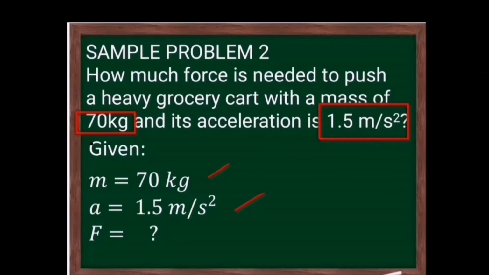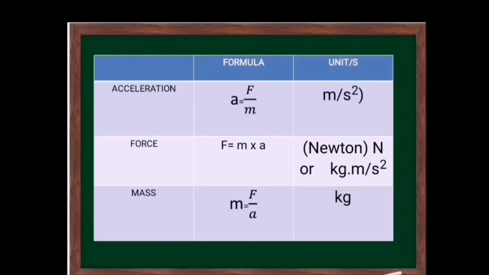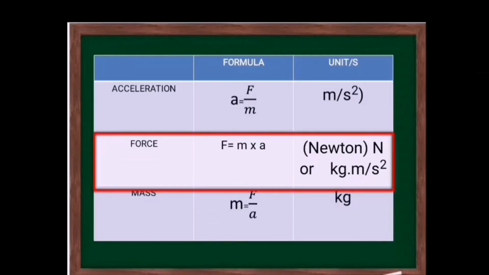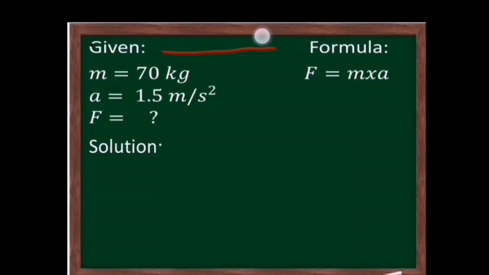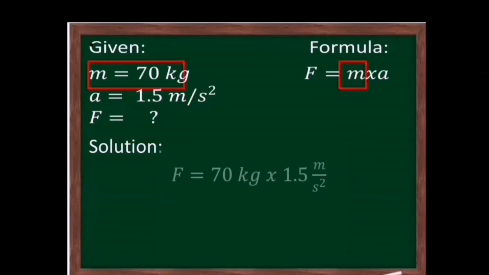Going back to the table a while ago, the formula for force is equal to mass times acceleration. And the unit should be Newton or kilogram meter per second squared. Now let's substitute the given to the formula. Again, the formula is force is equal to mass times acceleration. Now substitute the given mass to the formula, which is 70 kg, and the given acceleration, which is 1.5 meter per second squared. Now, we will have force is equal to 70 kg multiplied by 1.5 meter per second squared.